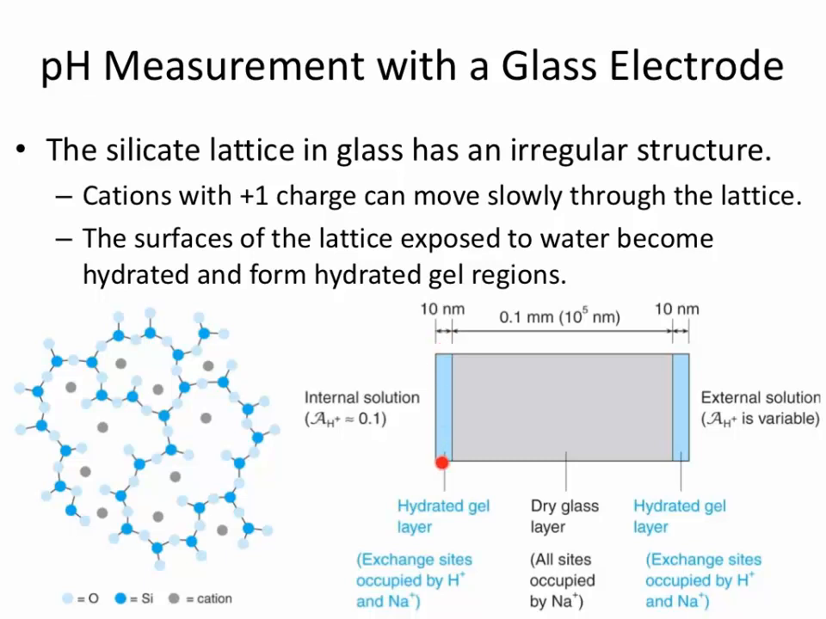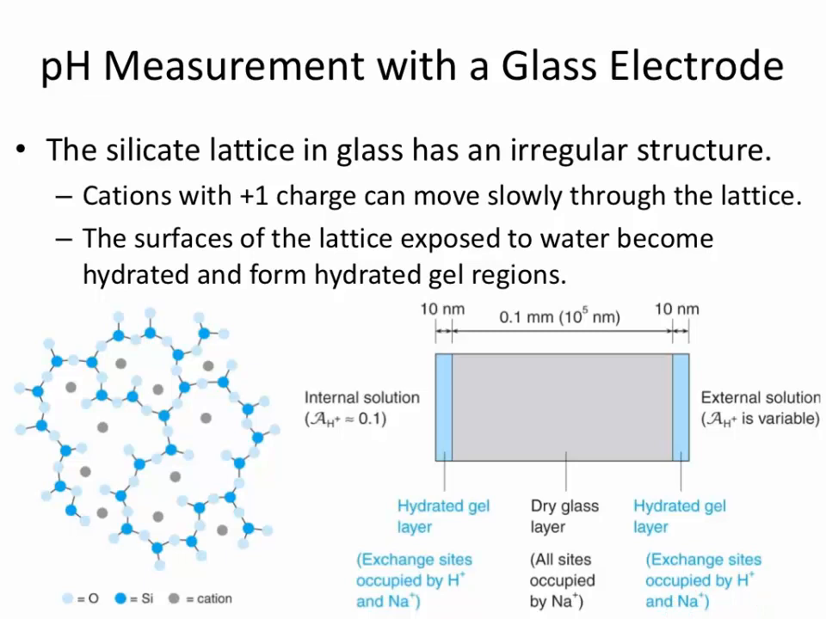On the inner surface and the outer surface, we have these two regions that are shown in blue here and there, and these are roughly 10 nanometers wide. We have that hydrated gel layer. And in these regions, we have exchange sites that are occupied by hydrogen ions and sodium ions. And then in between there, we have this dry glass layer, and all of our sites are occupied by sodium ions. And then again on the other side, we have the exchange sites that are occupied by our hydrogen ions and our sodium ions.